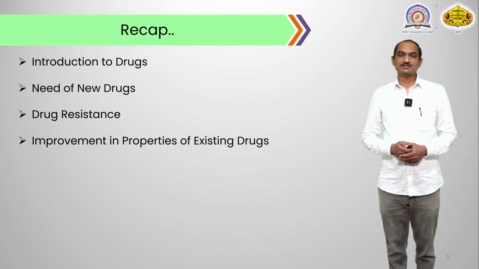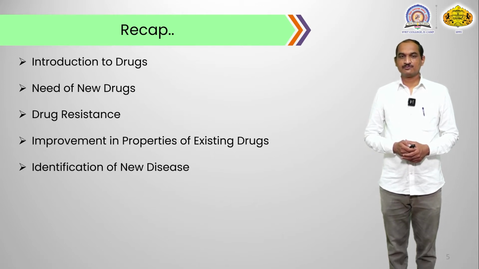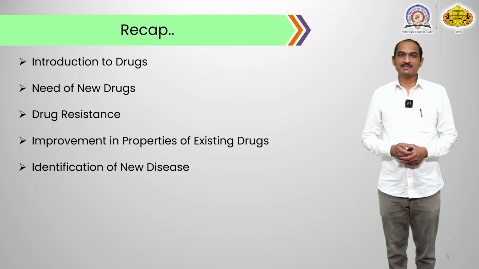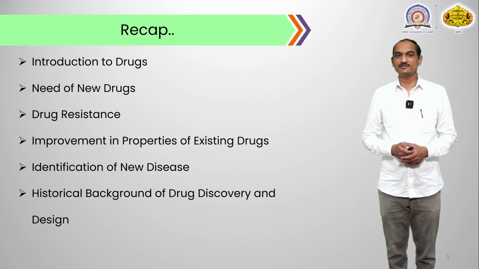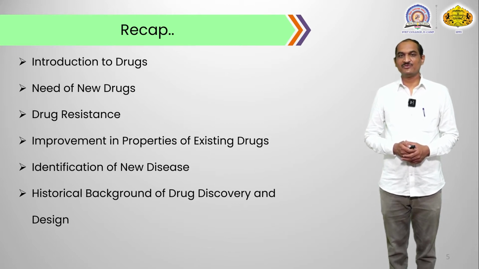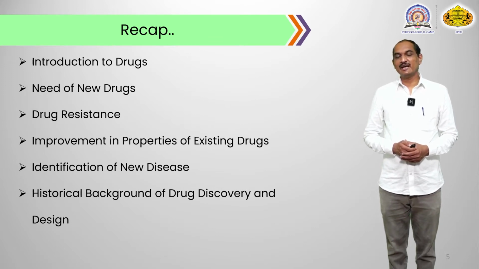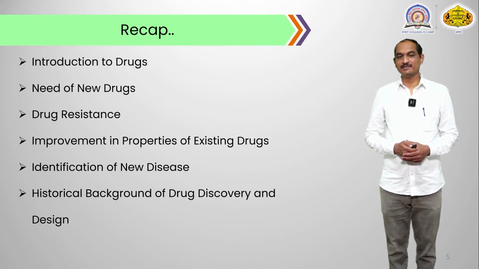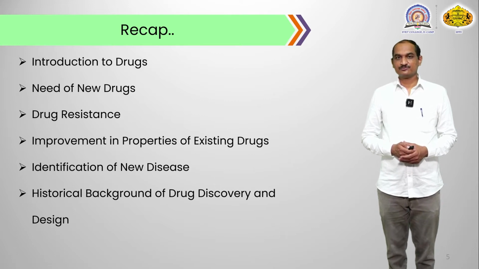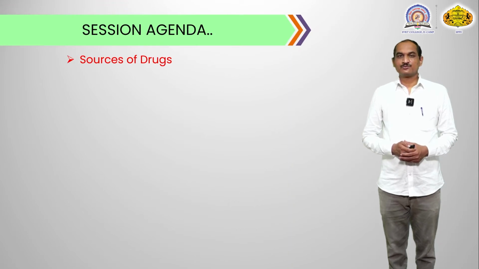Then we had also discussed how to improve the properties of existing drugs. After that, we had discussed the identification of new disease, and what is the importance of identification of new disease during the process of drug designing and drug development. Along with that, we had also discussed some historical background of drug discovery and drug design in our previous sessions. Now, today we discuss the next point.